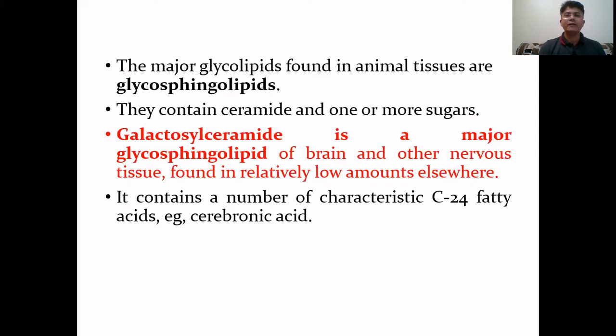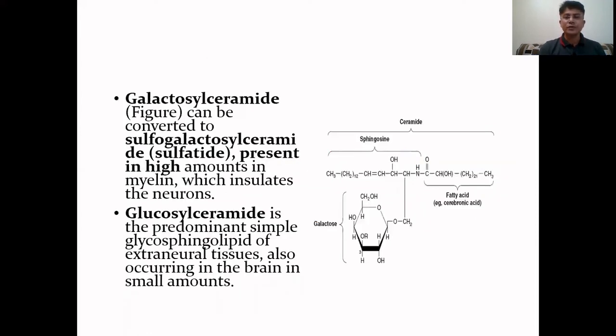They contain ceramide and one or more sugars. Galactosyl ceramide is a major glycosphingolipid of brain and other nervous tissue, found in relatively low amounts elsewhere as well. It contains a number of characteristic C24 fatty acids, such as cerebronic acid. So here is the ceramide to which the galactose may be attached. So galactosyl ceramide is there. In case of glucosyl ceramide, instead of galactose, glucose would be present.